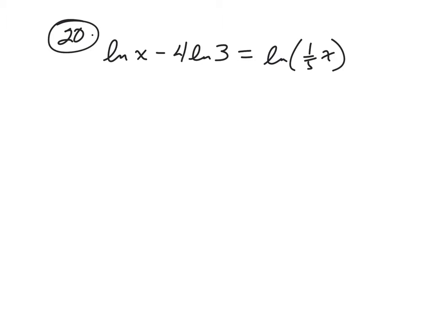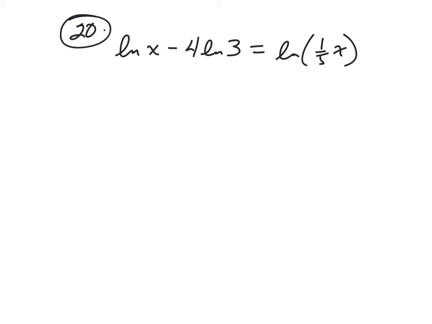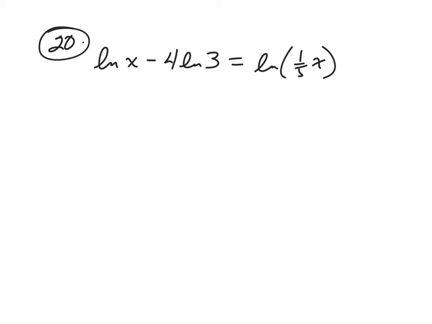Alright, here's 20 and 24 that you asked about. It's a logarithmic equation, so we're going to write each side as one logarithm first. Even before that, I'm going to move this. Okay, I'm going to move this 4 and make it an exponent on the 3. So 3 to the 4th is 81.